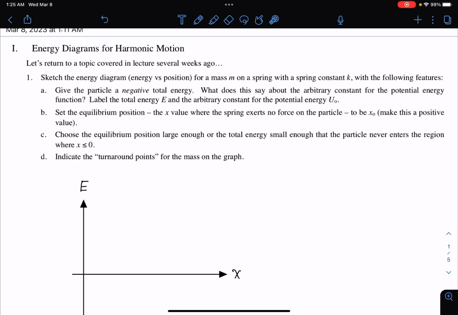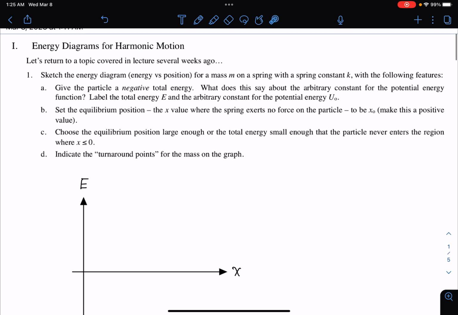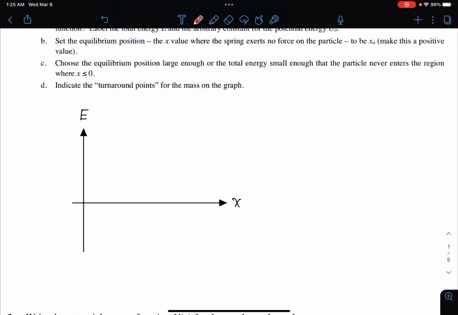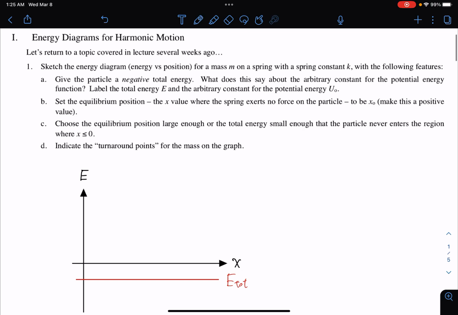Let's look at discussion 10. So right now we want to sketch the potential energy of a simple harmonic oscillator under the condition that this particle has a negative total energy. So let's write our total energy somewhere here, which is a negative value. Here's our total energy. So we can achieve this by shifting the arbitrary constant u0 in our potential energy.